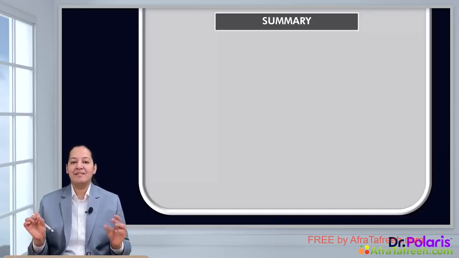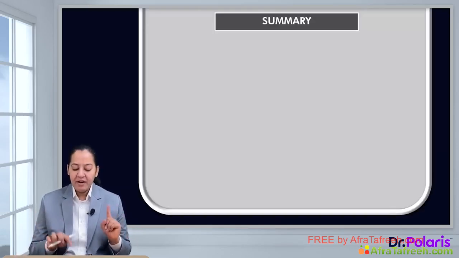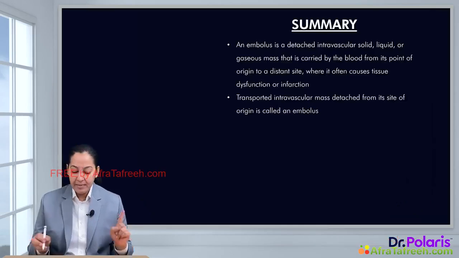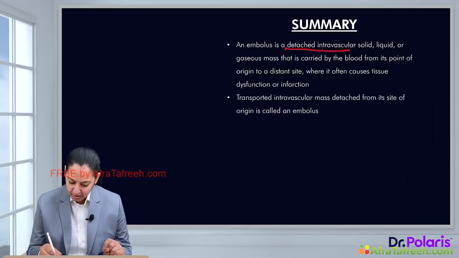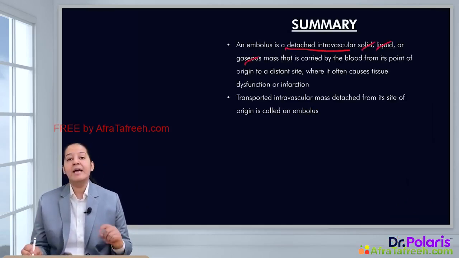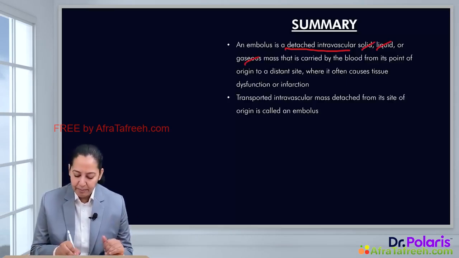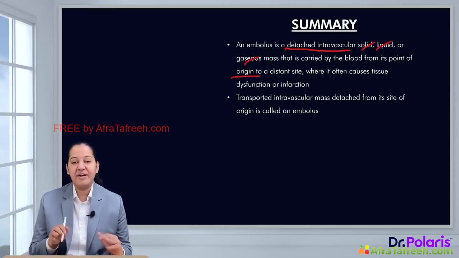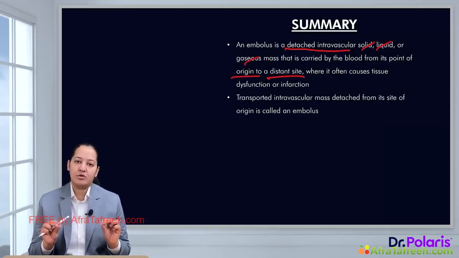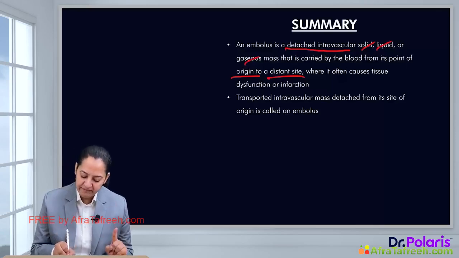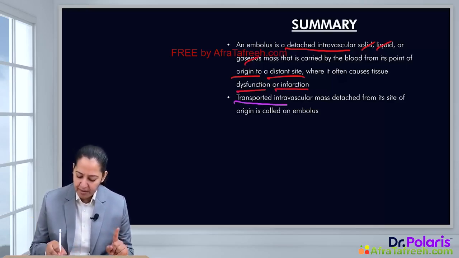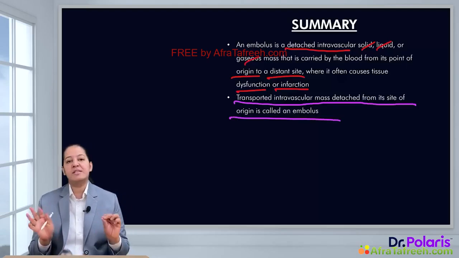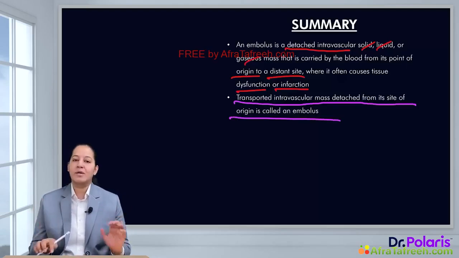So what we have learned in this session, what is the summary of this session? We have learned what an embolism is. Basically, embolism is a detached intravascular mass. It can be solid, it can be liquid, it can be gas. It is carried by the blood from the point of its origin to a distant site where it produces obstruction to that organ. If it produces obstruction to that tissue, the tissue undergoes infarction or dysfunction. So it is a transported intravascular mass detached from the site of origin. It is known as embolus, and the phenomenon is known as embolism.